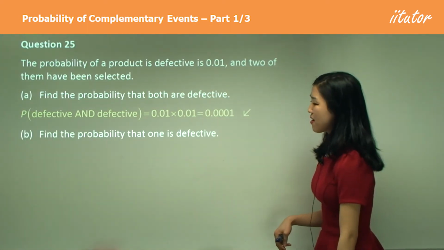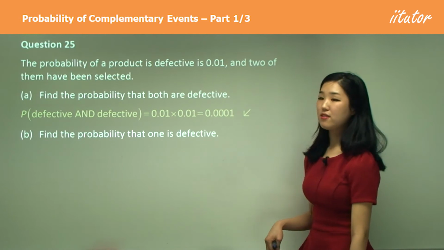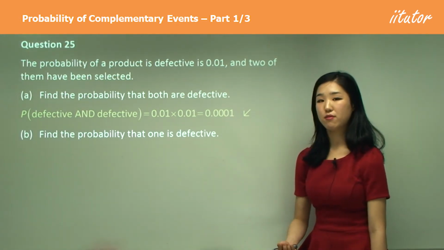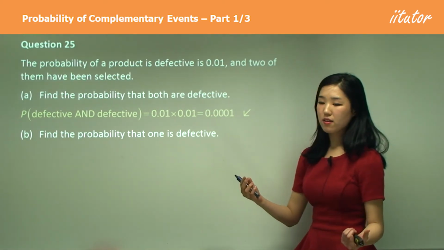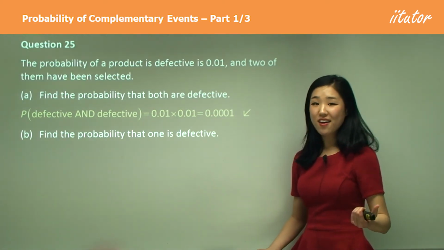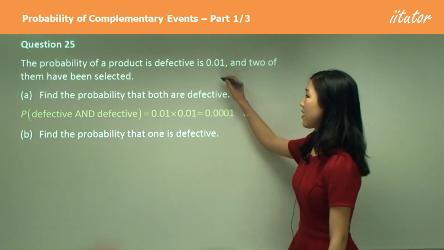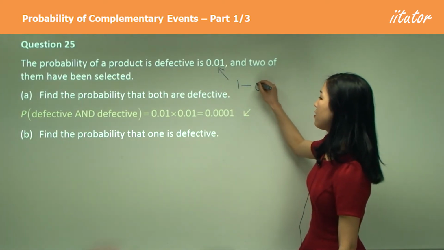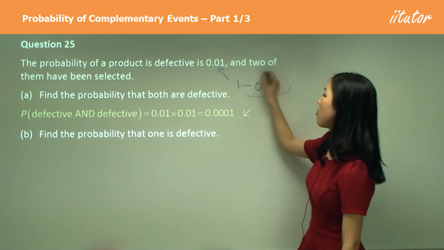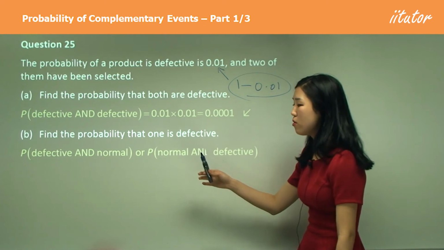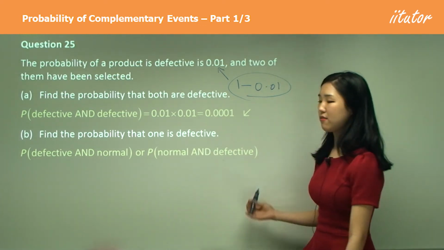And then B, find the probability that 1 is defective, which means we want 1 to be defective and the other to not be defective. Having defective and not defective are complementary events. So having not defective would be 1 minus 0.01. This is the complement of that one. So that's what we do. Having defective and normal, or normal and defective.